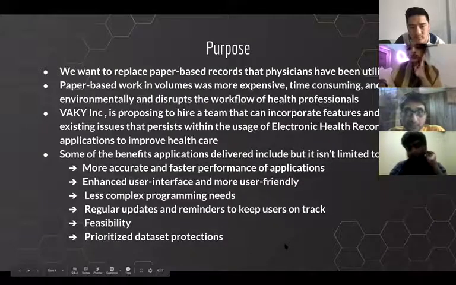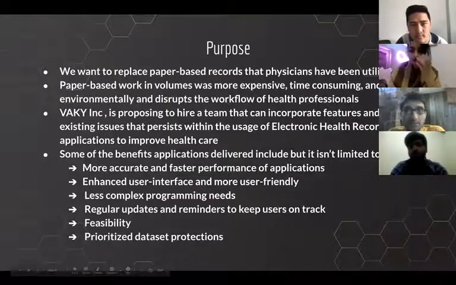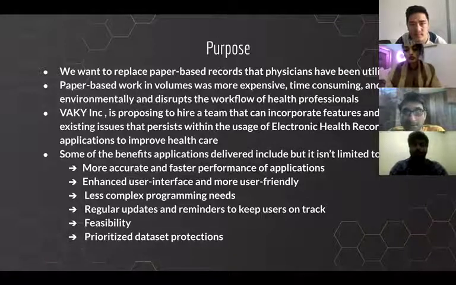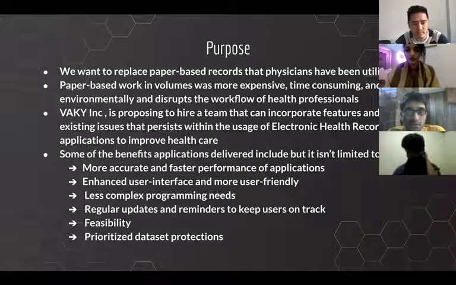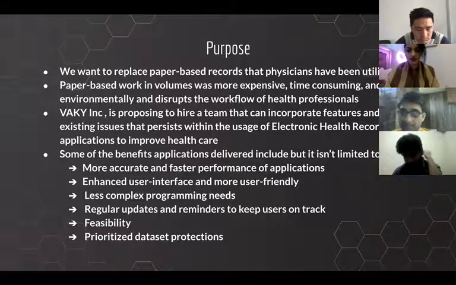Next, please. So the purpose of today's session is that there is a problem in the healthcare industry: physicians have been working on paper till now, which is a very time-consuming process and can affect their workflow. So we are trying to digitize this process of health records in order to improve the efficiency of healthcare delivery, and we will be looking for electronic health applications in the software area. With these applications, we aim at using a friendly interface that meets the programming needs, is feasible for the physicians, and can meet the data set protections.